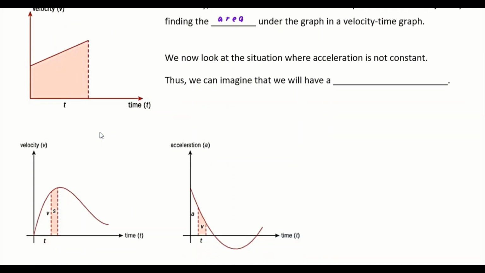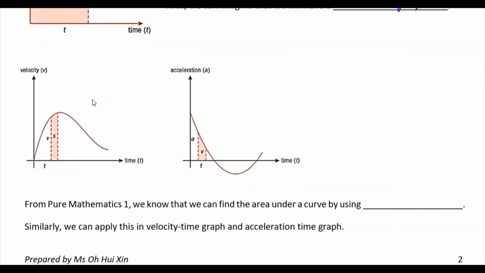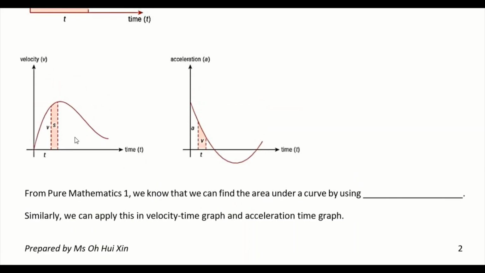But the problem in the situation we are looking at now is that the acceleration is not constant. If the acceleration is not constant, for a velocity-time graph we will have a curved graph rather than a straight line graph. So if I'm having a graph like this, it's impossible to use the formula of a shape to get my answer, because this is a curve, not a straight line. But from Pure Maths 1, we know that the way to find the area under the graph is by using integration, am I right?